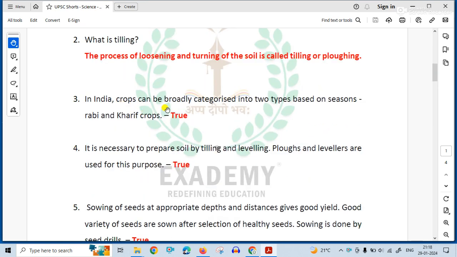In India, crops can be broadly categorized into two types based on seasons, that is Rabi and Kharif crops. This statement is true. It is necessary to prepare soil by tilling and leveling. Plows and levelers are used for this purpose.